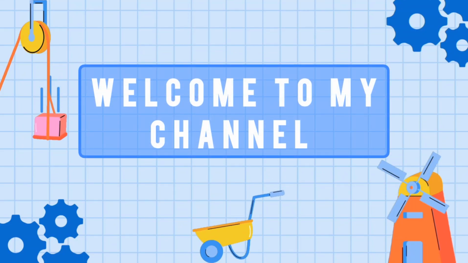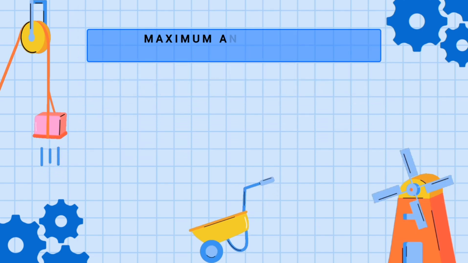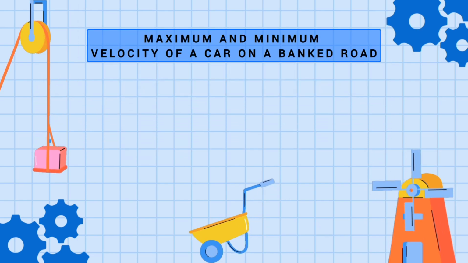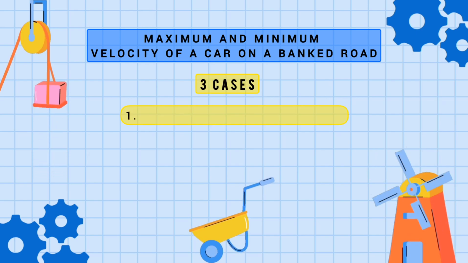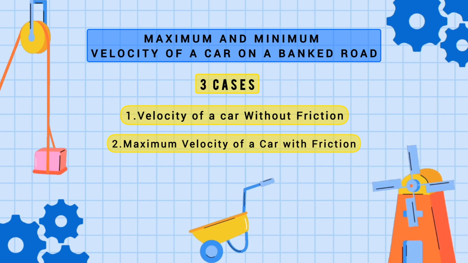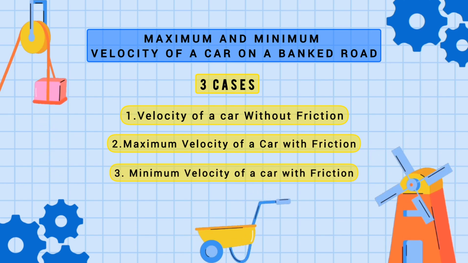In this video, we will discuss the equation for the maximum and minimum velocity of a car on a banked road. We will discuss three cases: velocity of a car without friction, maximum velocity of a car with friction, and minimum velocity of a car with friction.